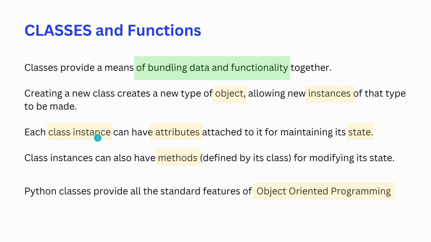Each class instance can have attributes attached to it for maintaining its state. You know, state? Attribute? And class instances can also have methods defined by its class for modifying its state. Python classes provide all the standard features of object-oriented programming. And now you get it and you say, oh my goodness, we are in object-oriented programming. And you got it, it's gonna be beautiful.